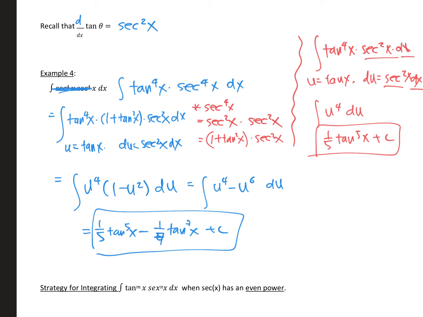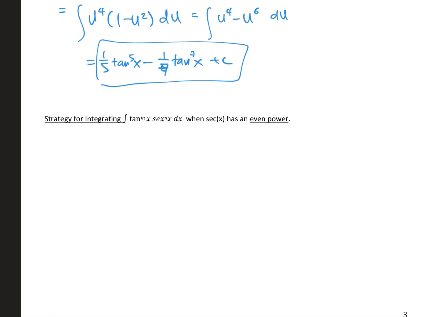So when we have tangent and secant, if I have the secant squared by itself, that would be ideal because I can let u be tangent and everything else can be converted into u. If the secant has a fourth power, I could still get there, because I can convert secant squared into tangent squared plus one, and I just need one secant squared. So that's going to give you the next strategy.